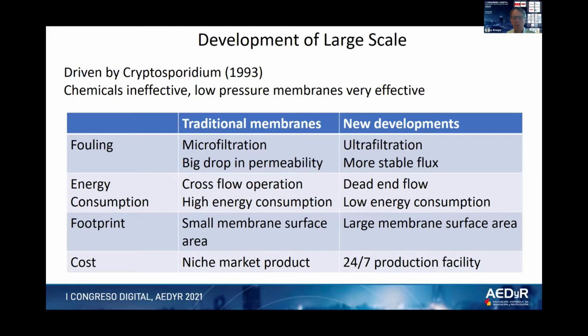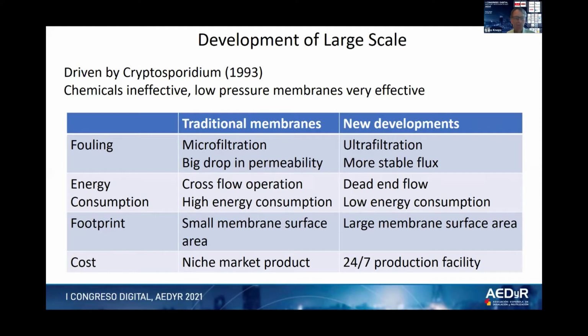The permeability dropped very quickly. They were operated in cross-flow velocity with a very high energy consumption. And because of the small membrane surface area per membrane module, the footprint was actually pretty big. And because of the limited market introduction, it was actually a pretty high-priced product.